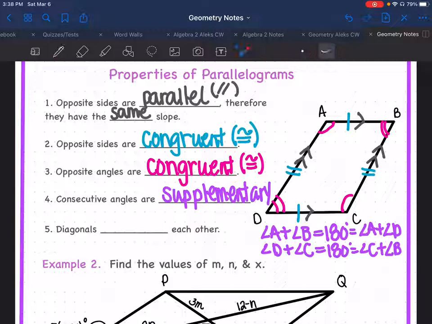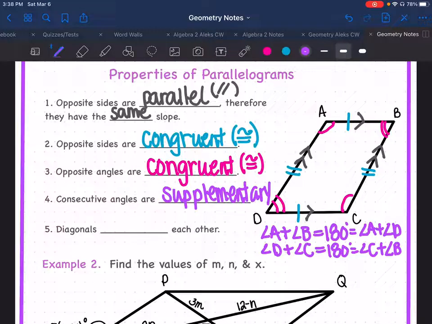Okay, so consecutive means they've got to make a straight line. So here, those two, or here, those two. Same thing. Here, these two angles, or here, those two angles. They've got to make a straight line with one another.